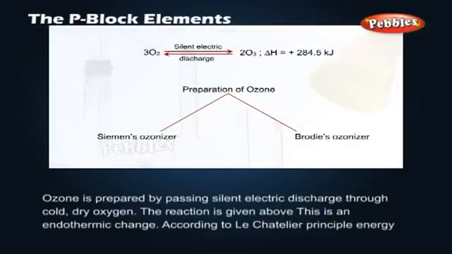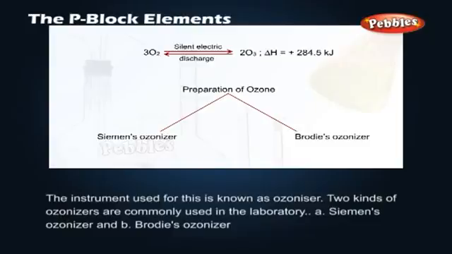Preparation of ozone. Ozone is prepared by passing silent electric discharge through cold, dry oxygen. The reaction is given above. This is an endothermic change. According to Le Chatelier's principle, energy must be supplied to produce ozone. The instrument used for this is known as an ozonizer. Two kinds of ozonizers are commonly used in the laboratory: a Siemens ozonizer and Brodie's ozonizer.